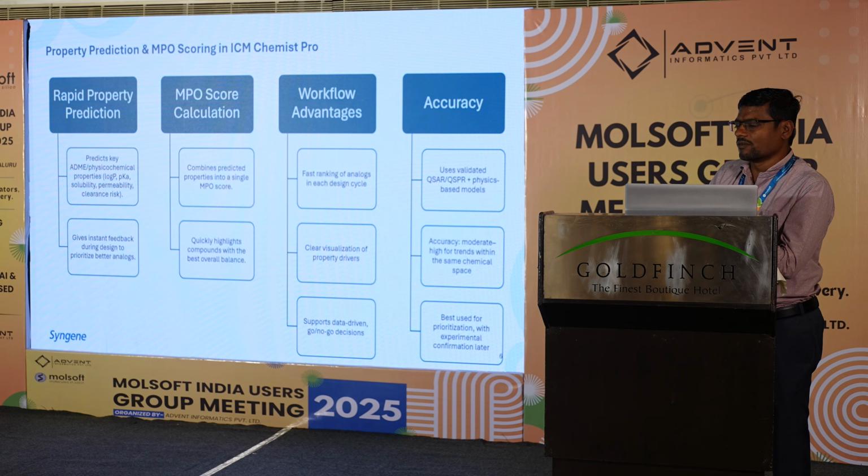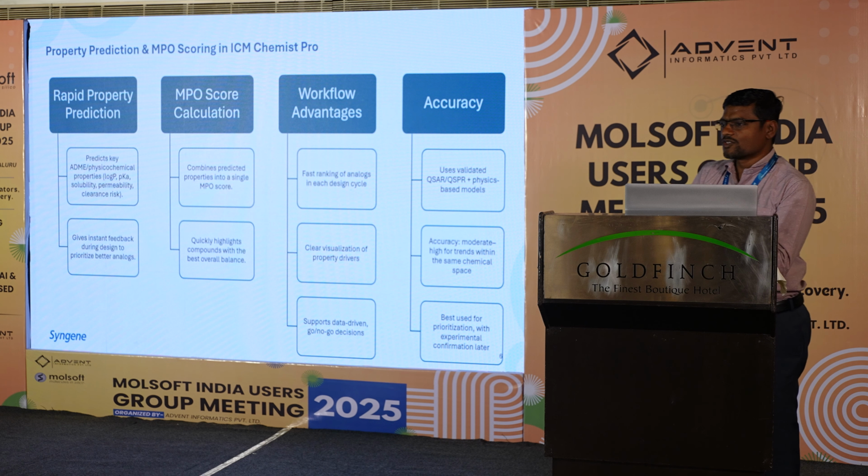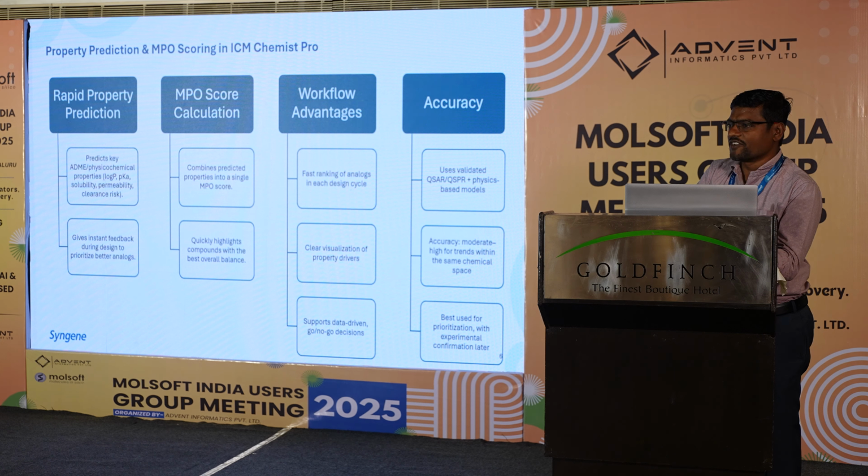Also the MPO score, especially when you are working on a CNS project, where we want to prioritize compounds based on data. The MPO score calculator takes the predicted properties and gives you a single ranking. So you can see which molecule possesses balanced properties, so that we can prioritize. With this data we can confidently prioritize compounds, efficiently analyze the series, go for synthesis, and also take some go/no-go decisions based on that.